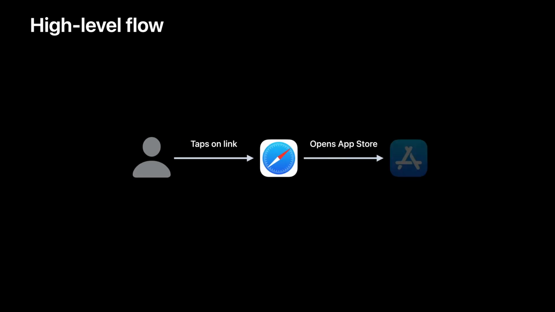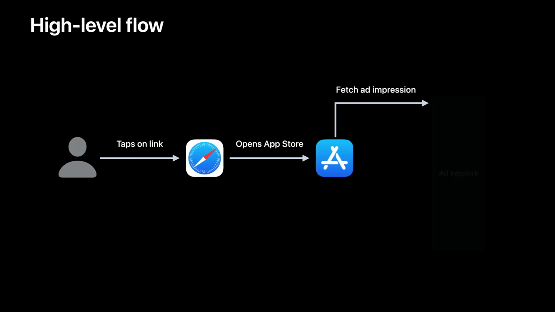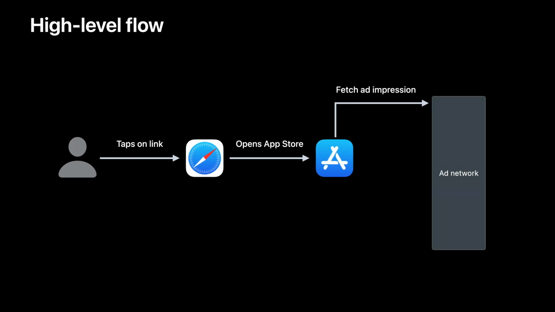Safari launches the App Store and lands on the product page for the advertised app. Two things happen here. The App Store fetches the ad impression from the ad network server, and the user installs the app. Following this, everything flows as it does today, and eventually SKAdNetwork sends the postback out.